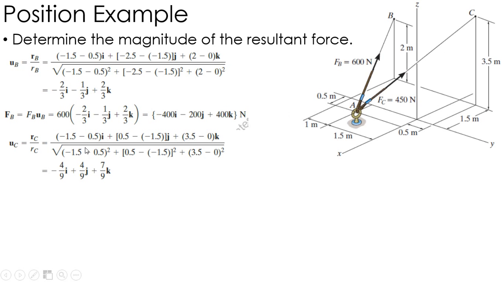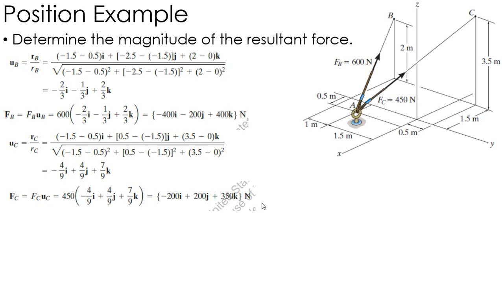So basically I get -2, +2, 3.5. Taking the square root of the sum of the squares to get the magnitude, I get a unit vector of -4/9, +4/9, +7/9. Taking that unit vector times the 450 gives me my force vector for C. So I take 450 times -4/9, get -200, 450 times 4/9, +200, 450 times 7/9, +350.